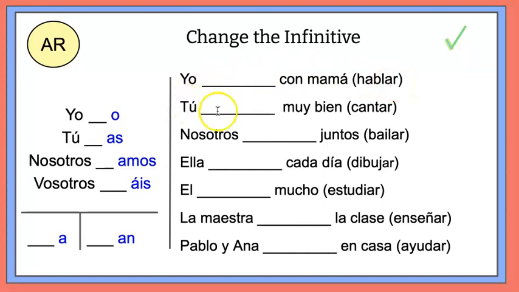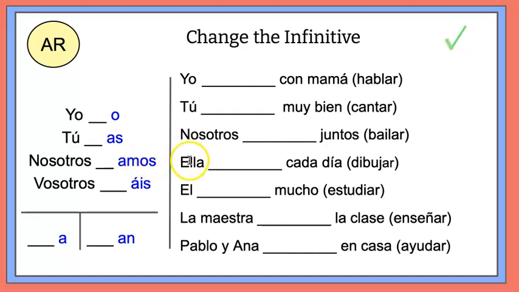For your next sentence, your infinitive is cantar. You take off the AR, put the stem, CANT, in the blank, and you look at the chart. Your subject is tú, and here you see if you have the subject tú, you add AS. So you take off the AR, write CANT, and add AS. The same for nosotros. Bailar is the infinitive. Take off the AR, and you would add AMOS.